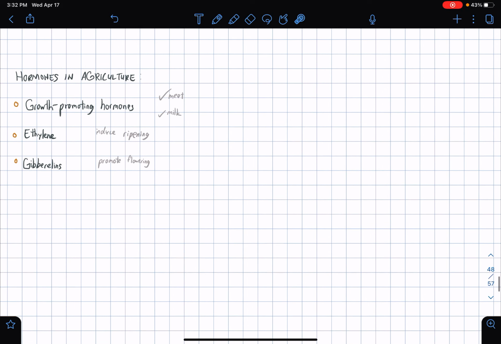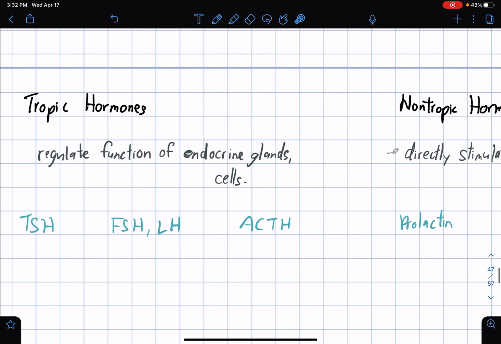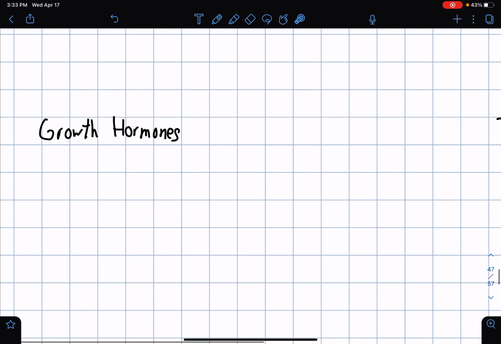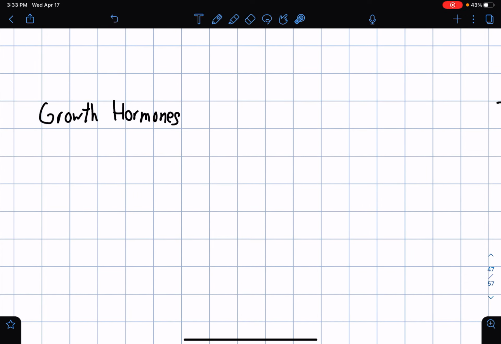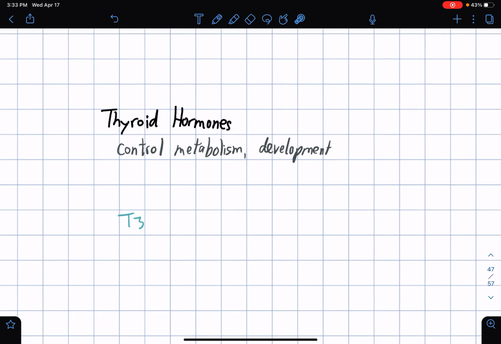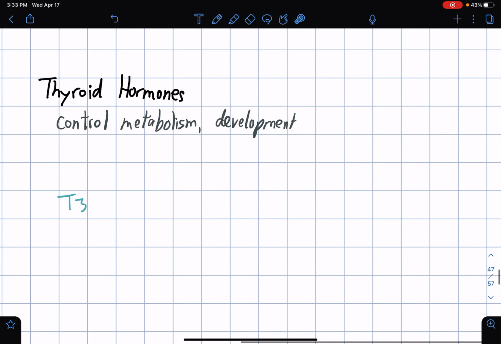Okay, the kinds of hormones. We have tropic hormones. They regulate the function of endocrine glands and cells: TSH, FSH, LH, ACTH. Non-tropic hormones directly stimulate target cells: prolactin, MSH. We have growth hormones. From the word growth, although I didn't really describe it properly here, it's responsible for something related to physical growth. Or maybe it means something else that's also growth, maybe in a different context.